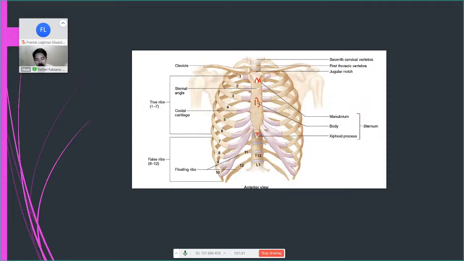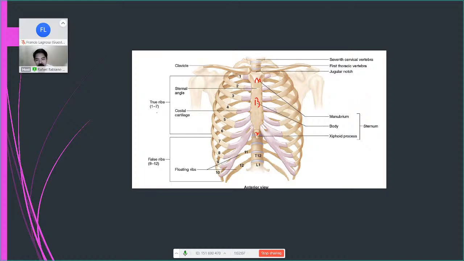You can actually touch your manubrium. If you touch your chest, there's a slight bump. That's your manubrium, if you're touching your chest right now. That's part of your sternum. Right? Then you have 12 ribs.